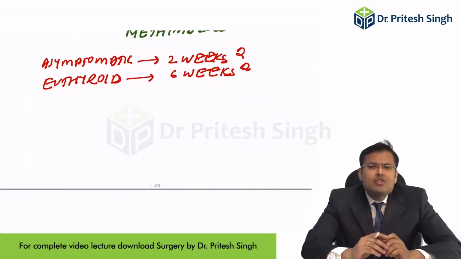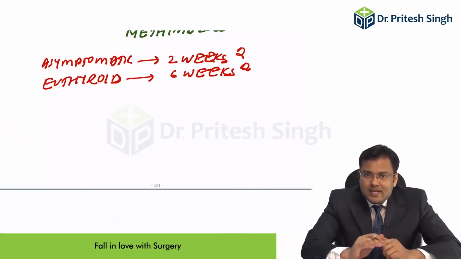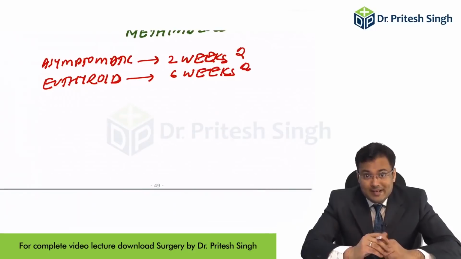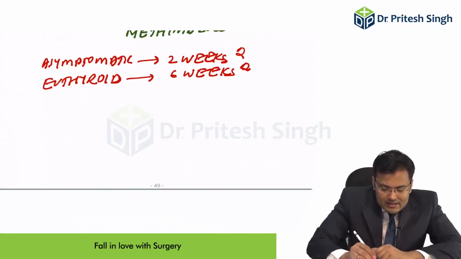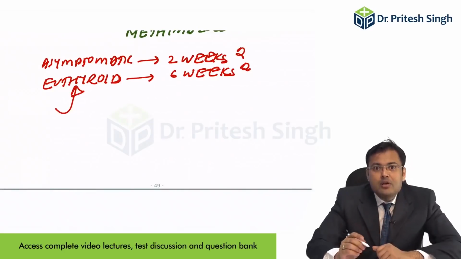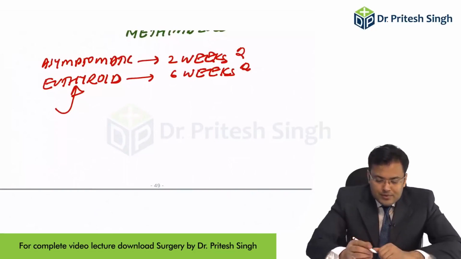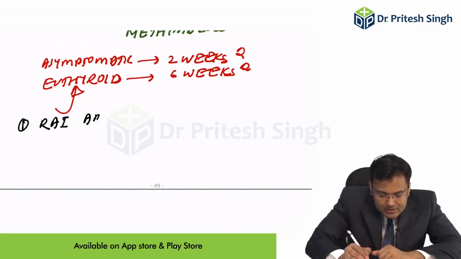Why? Because the moment you are going to stop anti-thyroid drugs, there is recurrence. So what's the main role of anti-thyroid drugs? These are given to prepare the patient for surgery or definitive treatment. It means these are given to make the patient euthyroid. After that, there are definitive treatment options. First, radioactive iodine ablation.